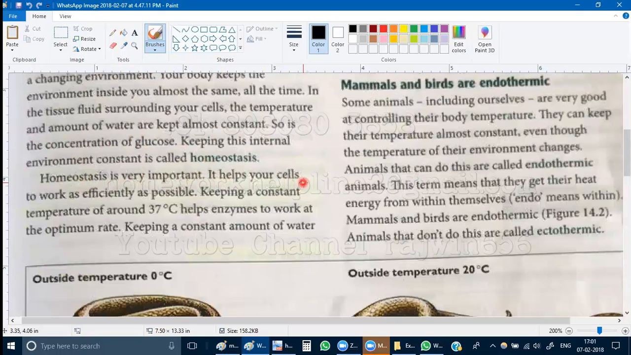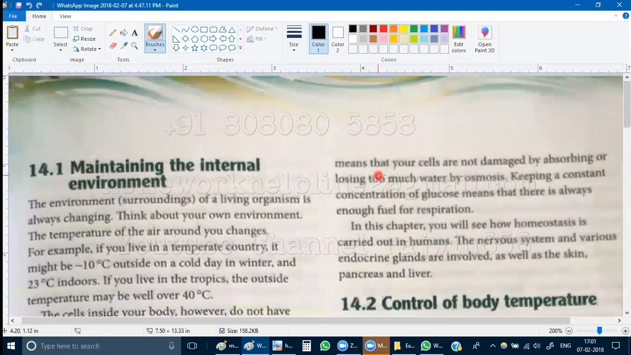Homeostasis is very important. It helps your cells to work as efficiently as possible. So why should constant conditions be maintained? So that our cells will work properly in all states. Keeping a constant temperature of around 37 degrees Celsius helps enzymes to work at optimum rates. Keeping a constant amount of water means that your cells are not damaged by absorbing or losing too much water by osmosis. So that's why the water level should be kept constant in the body.